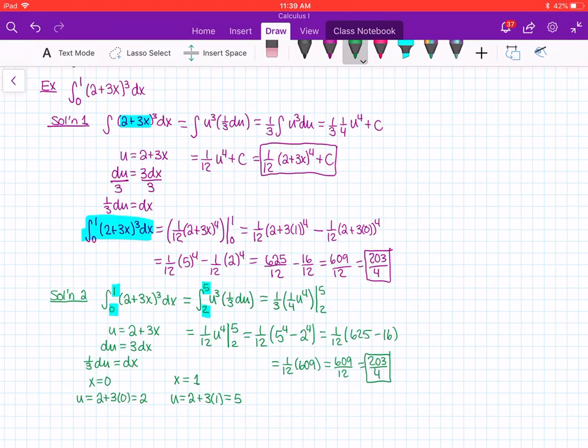However, in the second way, we had to change the limits of integration. So keep that in mind whenever we have definite integrals. You can do it either way. It's just a matter of preference.